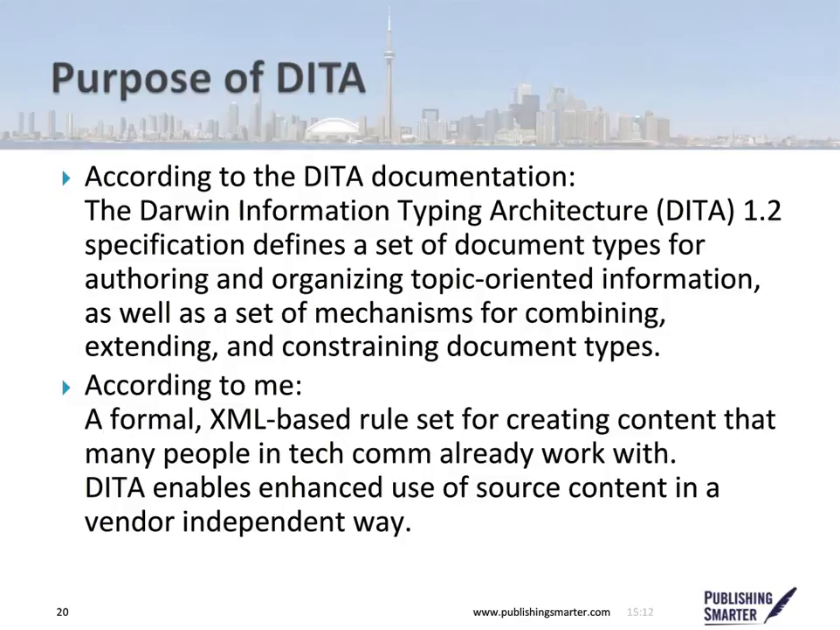Two ways of looking at it. One is according to the actual official DITA documentation. And it says, and you can read this, but I'll say it, the Darwin Information Typing Architecture 1.2 specification defines a set of document types for authoring and organizing topic-oriented information, as well as a set of mechanisms for combining, extending, and constraining document types.